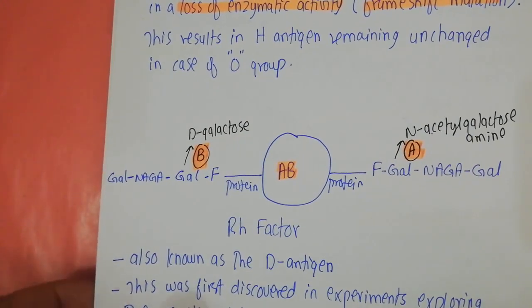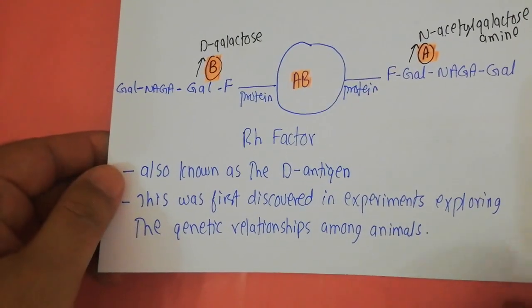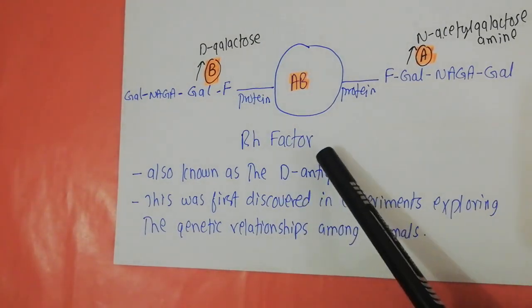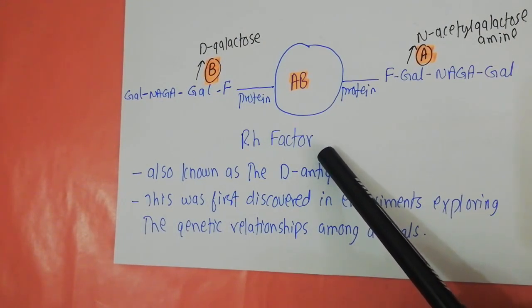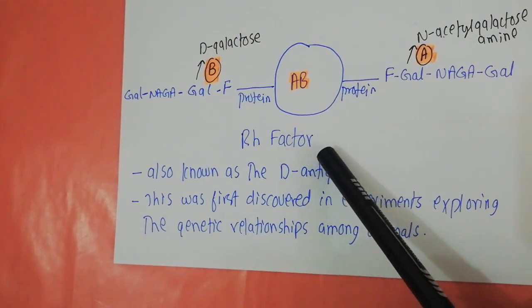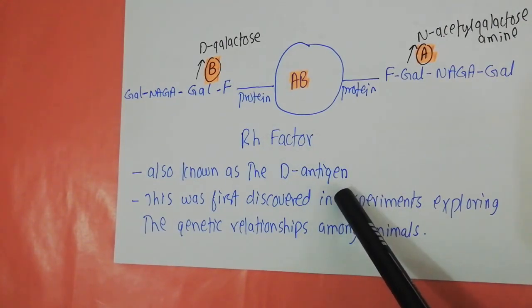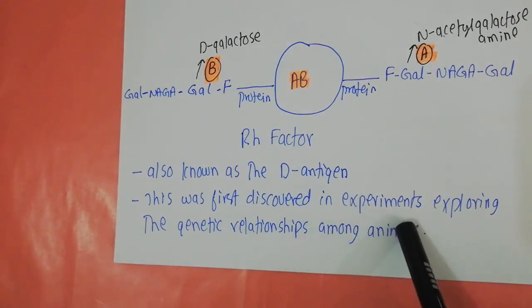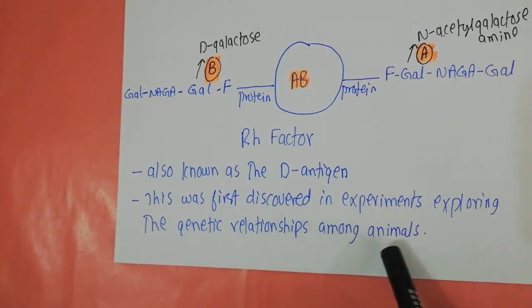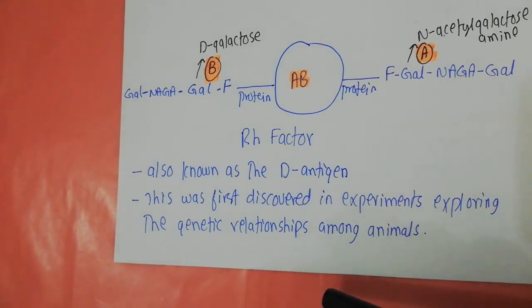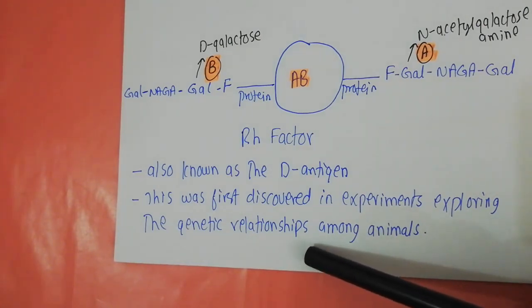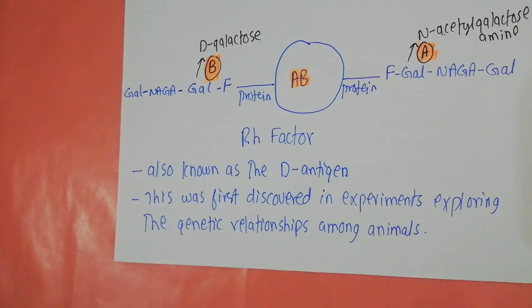Another important antigen present on the surface of the red blood cells is the Rh factor, the factor which determines whether your blood group is positive or negative. This Rh factor is also known as the D antigen. It was first discovered in experiments exploring the genetic relationship among animals, and as a result of those experiments, this Rh factor or D antigen was discovered.